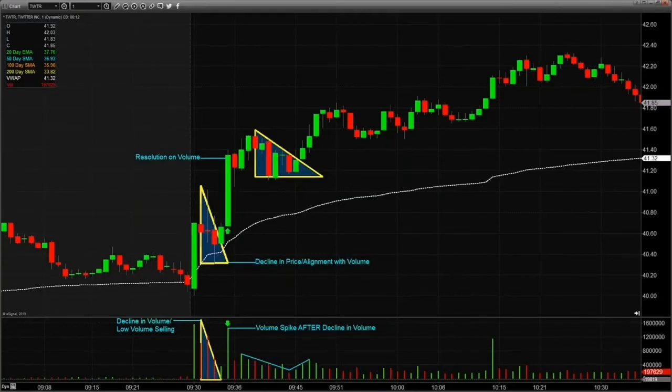Okay. Look at the next move. How this second pullback worked is, as you got that volume spike higher, what happened next is look at the volume decline, right? The volume declines on this pullback. As you start to resolve out of the bull flag, if you will, you'll start to see the volume ramp back up here on the volume profile, right? It starts to ramp back up.